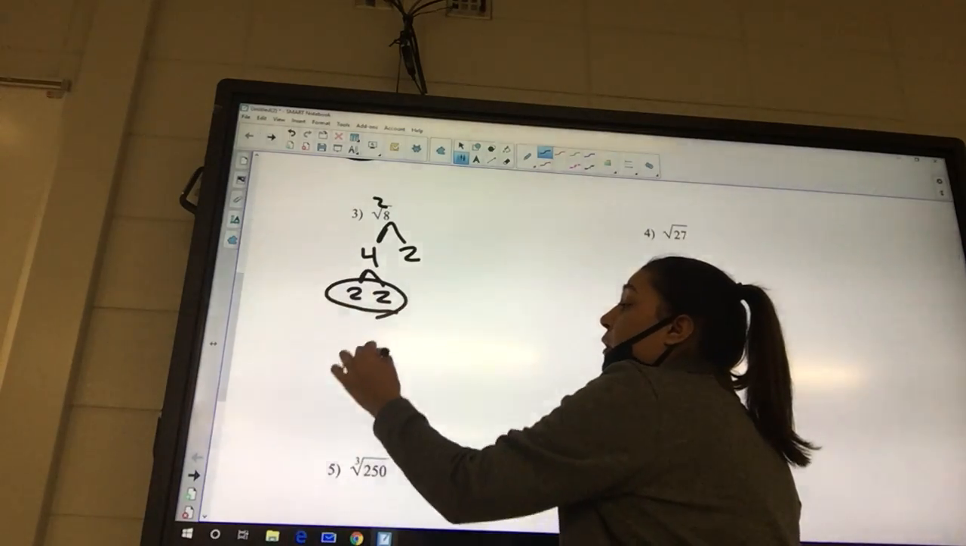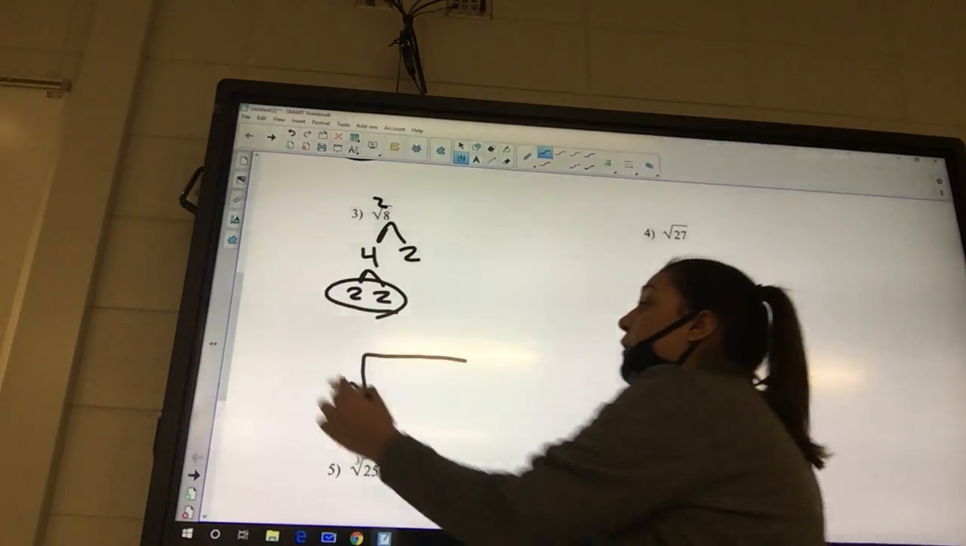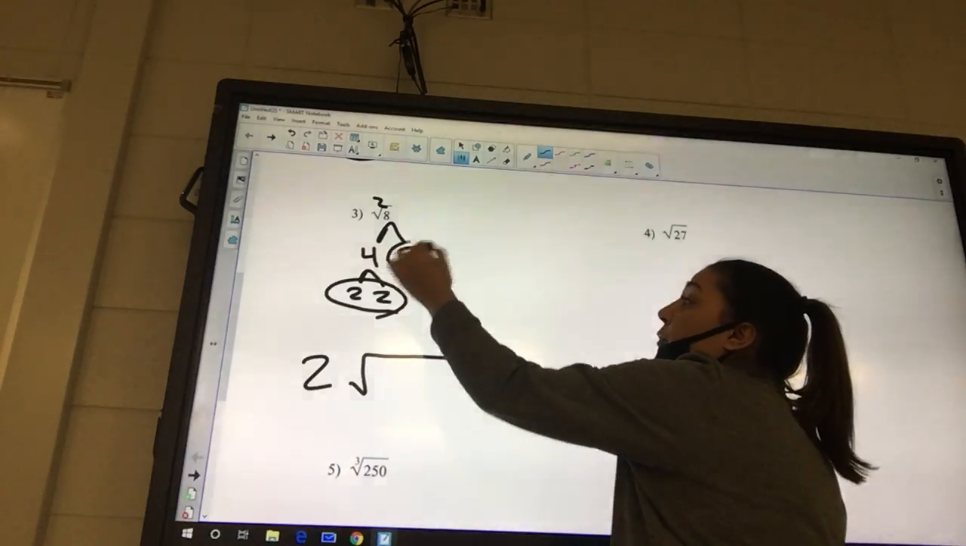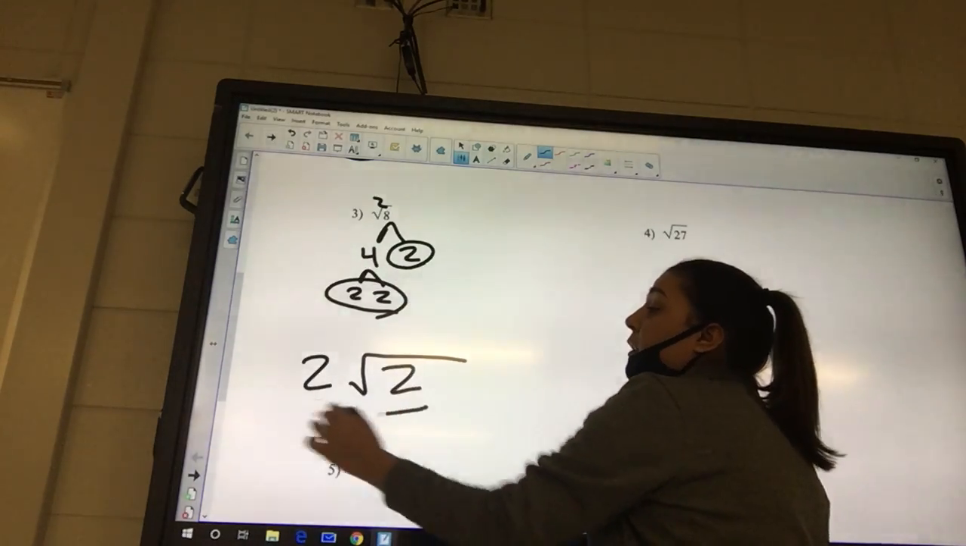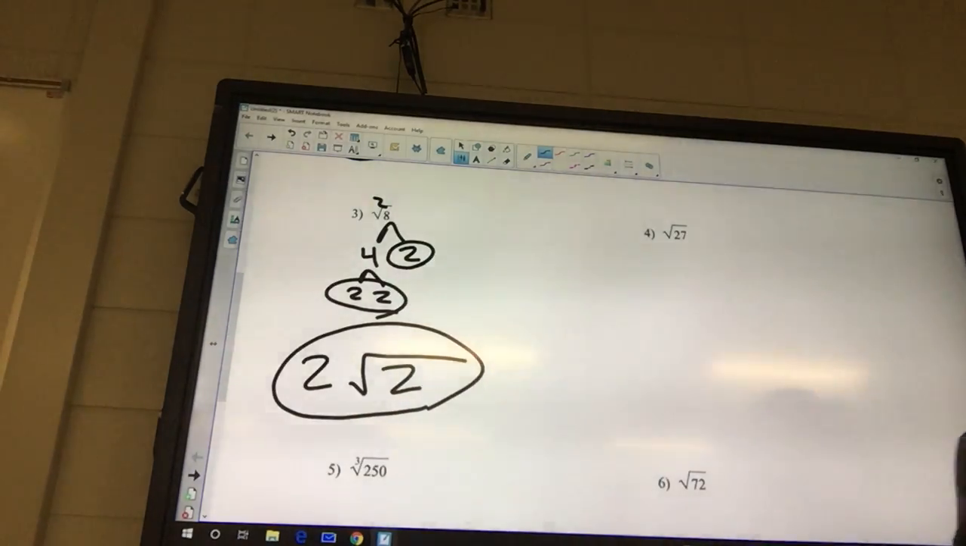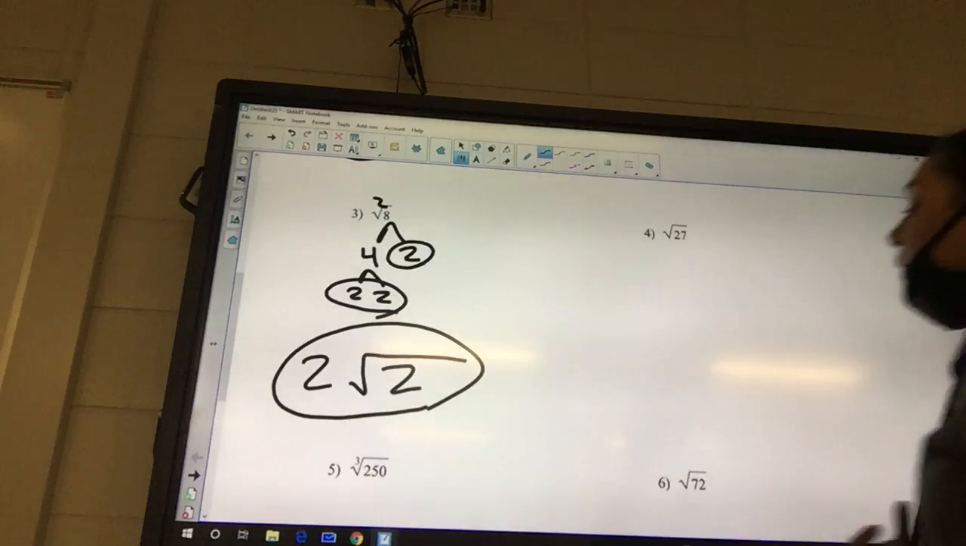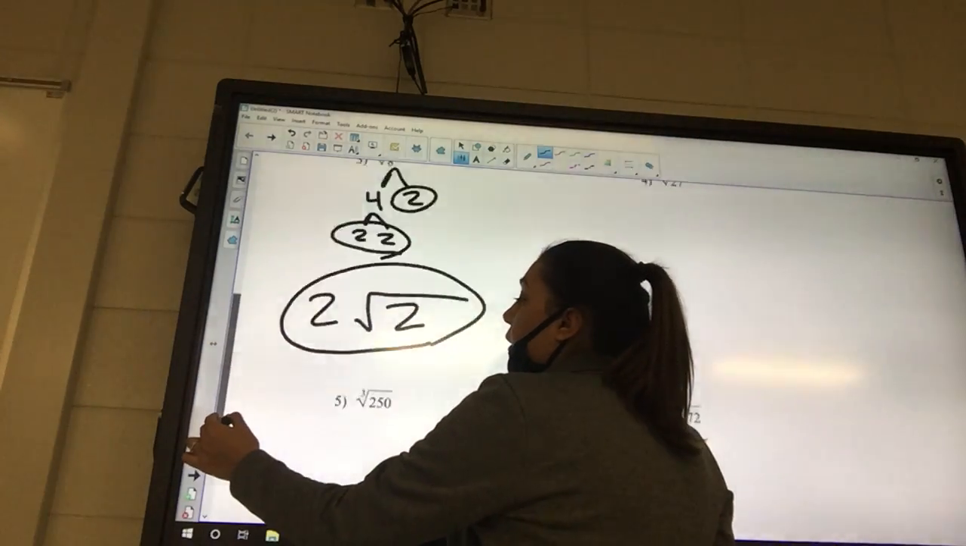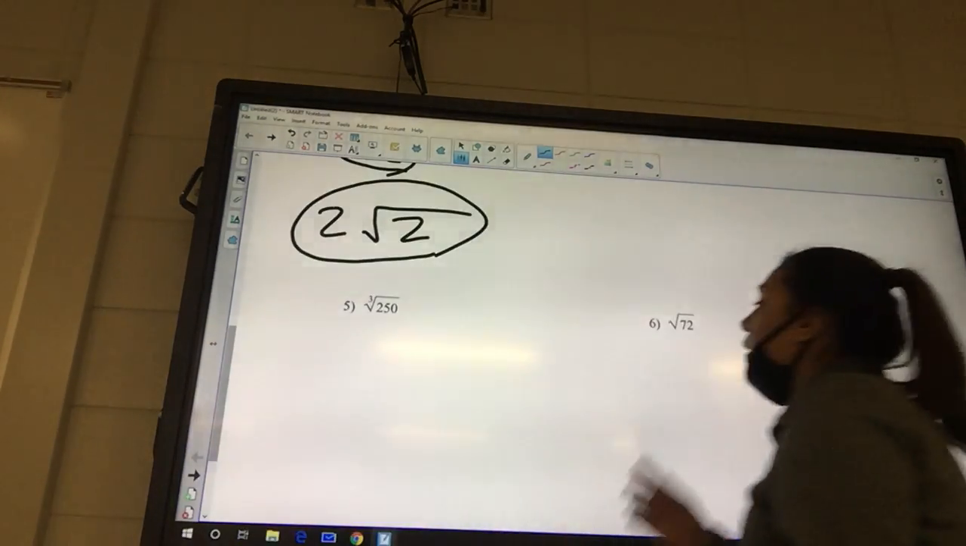And where do the groups go? Where do people with friends go? On the outside. What about this guy? He's got no friends. He goes on the inside. This is the simplified version of the square root of 8: 2 square root of 2. That's easy, until number 5 pops up.